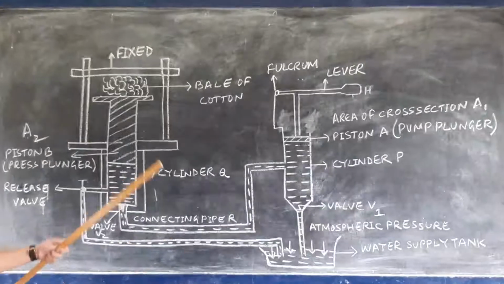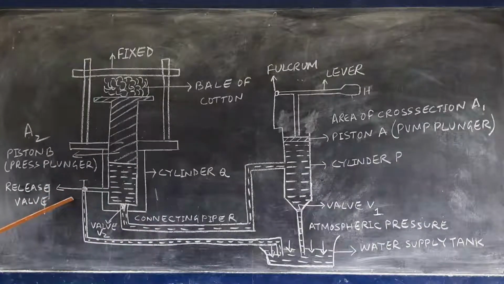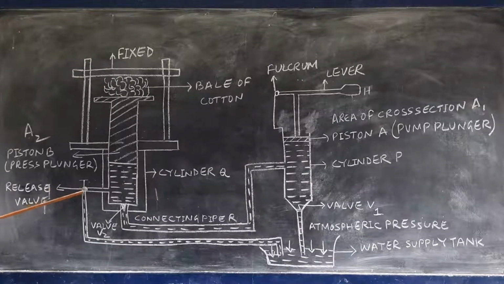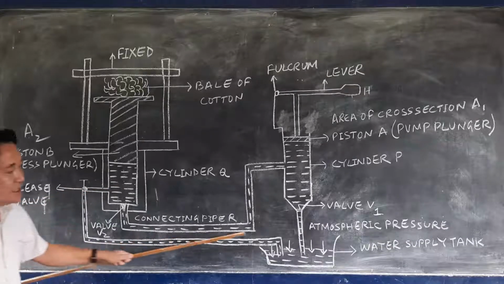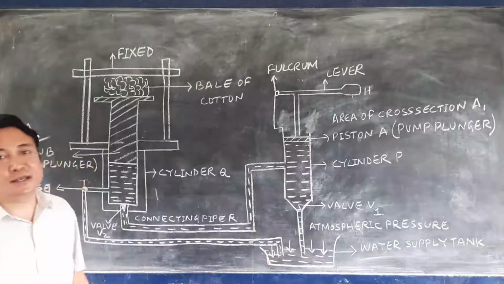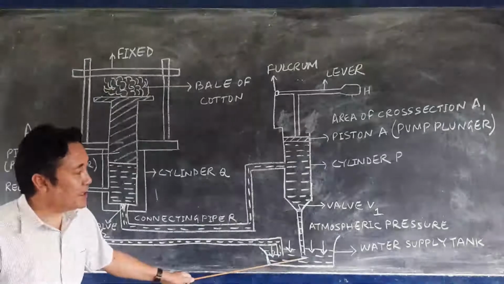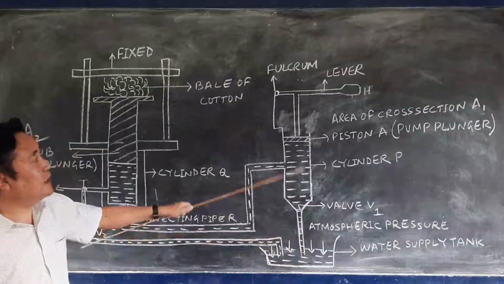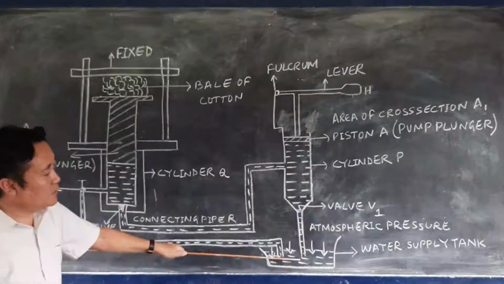when the machine completes the work, by opening this release valve, the water from this cylinder Q will pass through this release valve, and again it gets collected in the water supply tank or receiver. That means the water doesn't get wasted here. The water will again be collected in the receiver. Then again, if you want to press the bale of cotton again, you pull the water there.